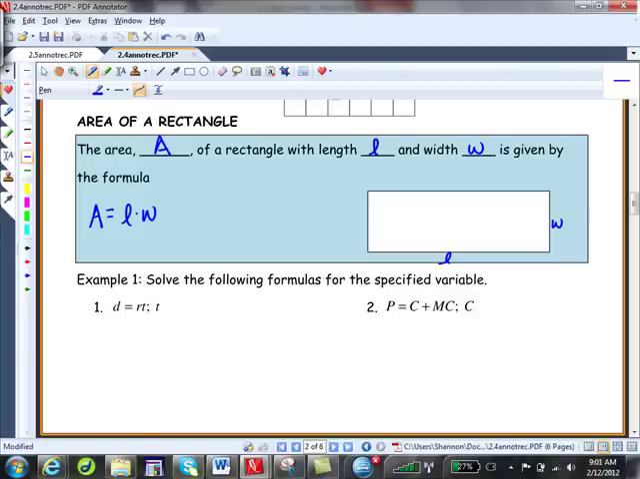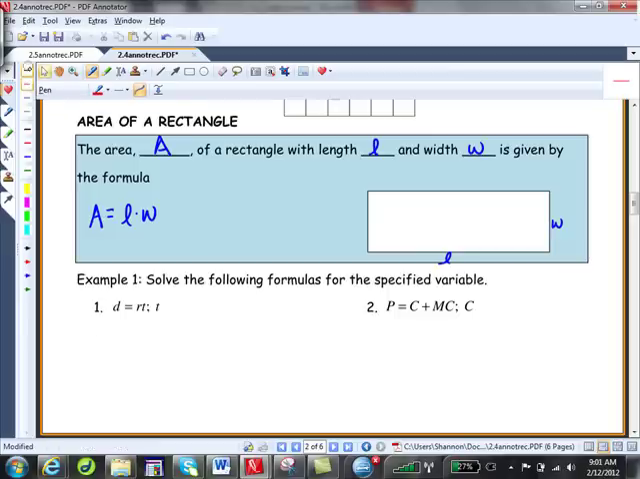So in this case, we're looking to isolate the t. So why don't you go ahead and pause the movie and see if you can figure out this problem and see how you do. Ready? On your mark, get set, go! All right, here we go.